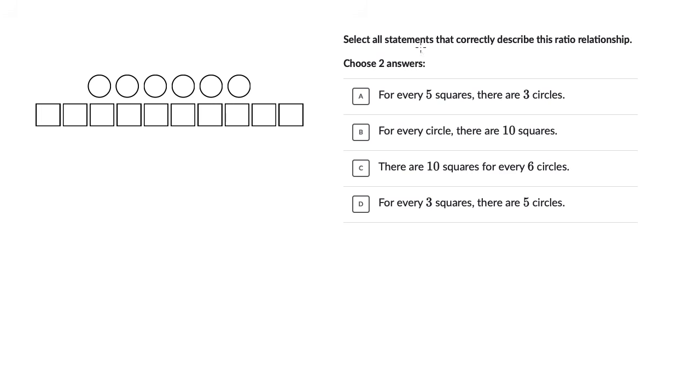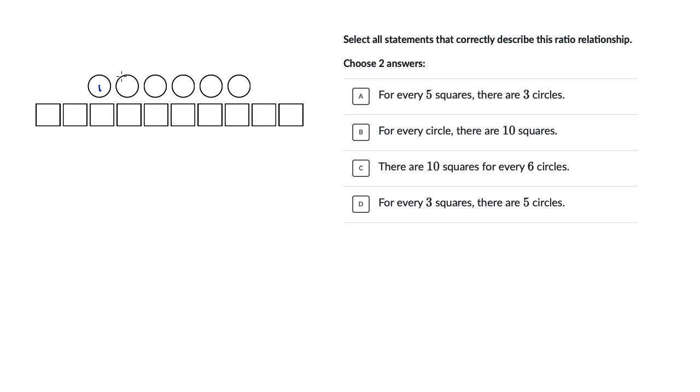We're told to select all statements that correctly describe this ratio relationship between the circles here and the squares here. So pause this video, have a go at that by yourself before we do this together. And they say to pick two answers. So before I even look at these choices, let's see what we have going on here.